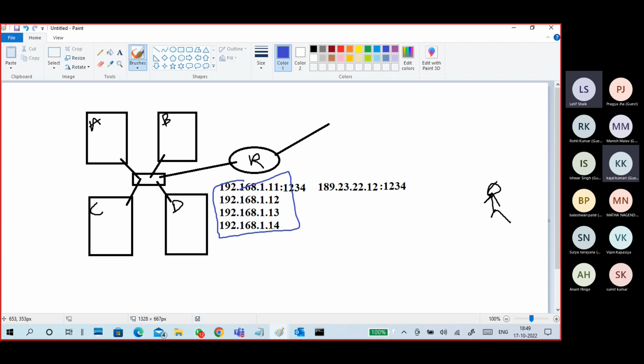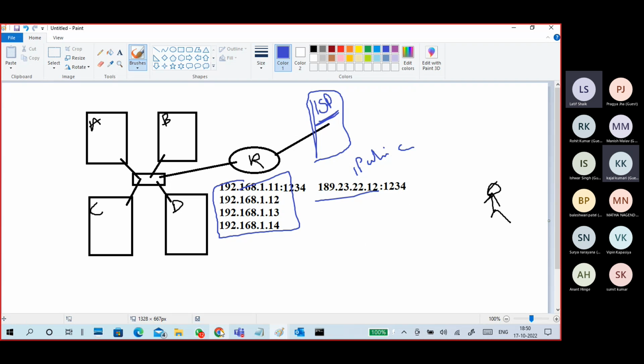So all private IP addresses share a single public IP address. You don't need to buy this public IP address either. Your ISP is actually maintaining this one. Okay, maintaining this public IP address, that kind of concept.